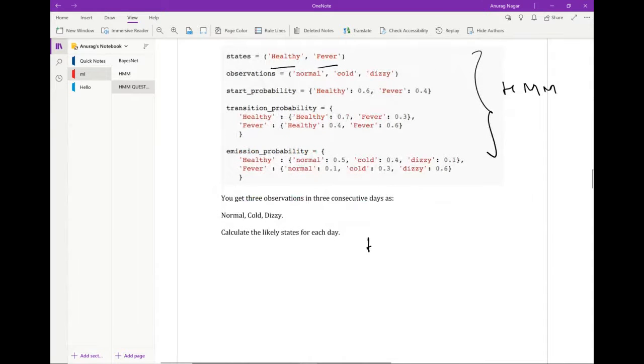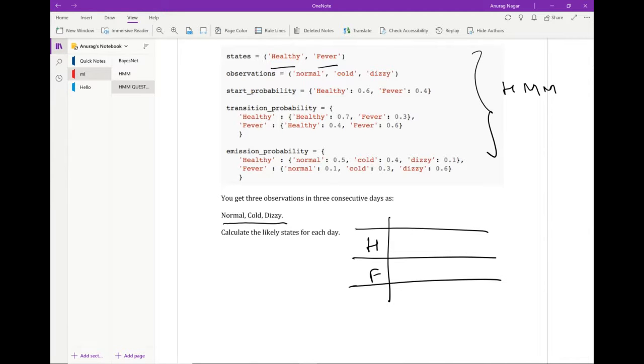So we're gonna make a table, healthy, fever, and we're gonna say how many days is the observation. The observation is for 3 days. The first day, the person was feeling normal. Second day, cold, and third day, dizzy. And I want you to trace back the steps to see which one is largest.